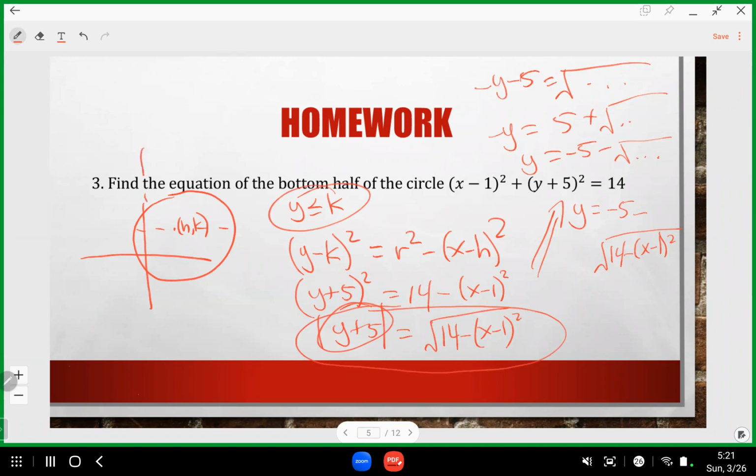Remember the vertical line test, that's not a function, because one x value can correspond to two y values. Therefore, it is not a function. So the point of the absolute value is to make this half circle into a function, because the bottom half of the circle is going to be a function. So that's the important part.